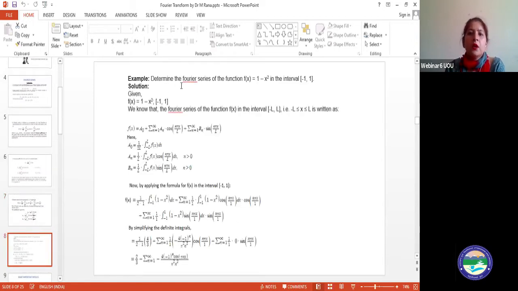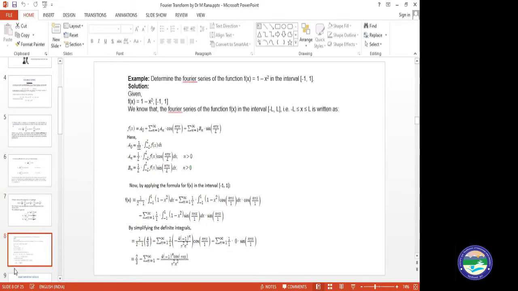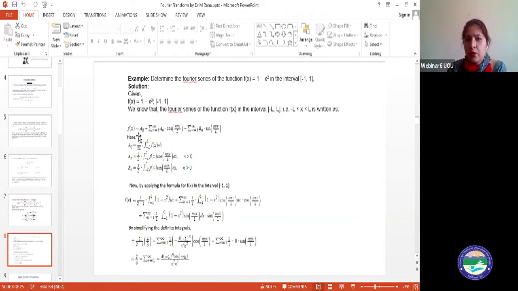We have to determine the Fourier series of a function f(x) equal to 1 minus x square in the interval range of minus 1 to plus 1. So we know that the Fourier series expands as f(x) equal to a naught, where a naught is a Fourier coefficient, plus summation of n equal to 1 to infinity a n cos(n pi x / l), plus summation over n equal to 1 to infinity b n sin(n pi x / l).